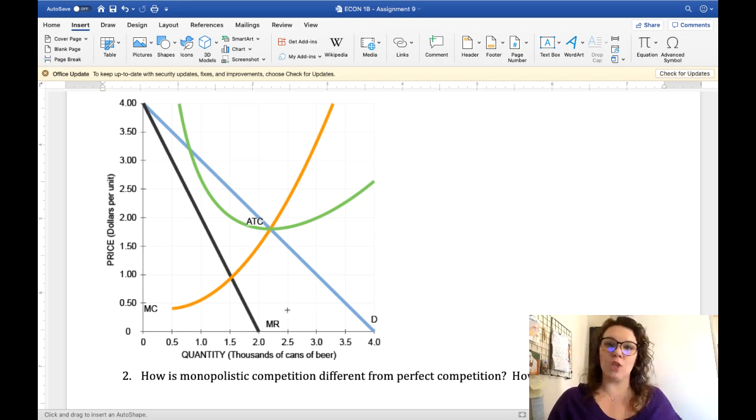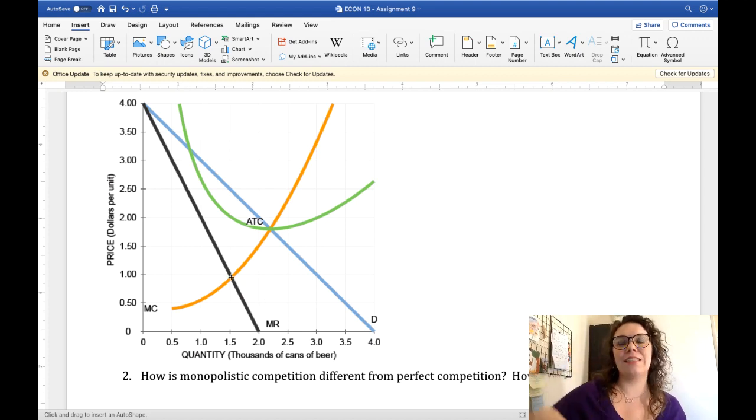So the first thing we need to do is figure out where the monopolist is going to produce. And that's going to be where marginal revenue equals marginal cost. That's the one thing that's the same in every case: any profit-maximizing firm produces where marginal revenue is equal to marginal cost. And that's right here, where the marginal cost curve in orange crosses the marginal revenue curve in black. So I'm going to draw a line that goes all the way up from that point.